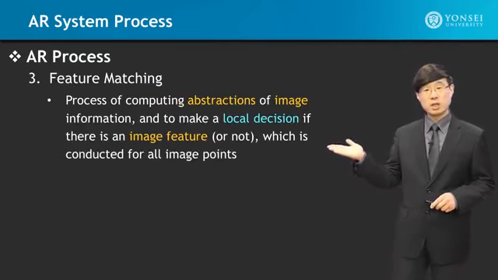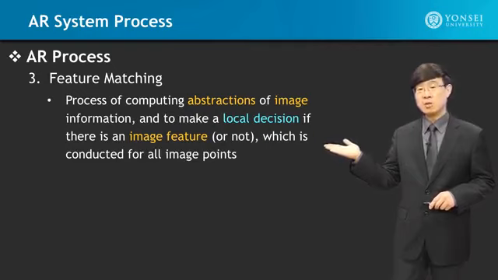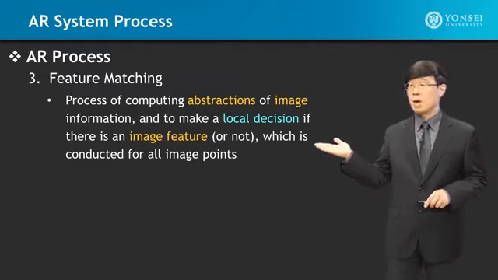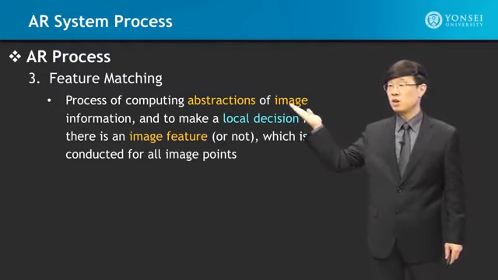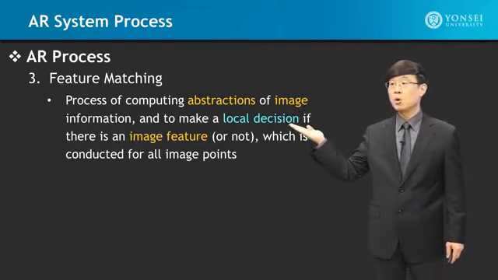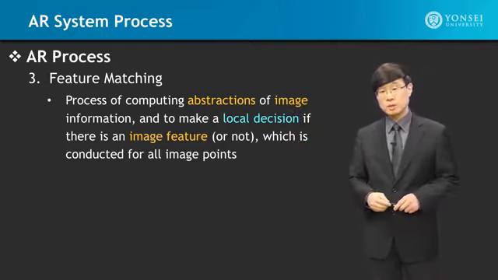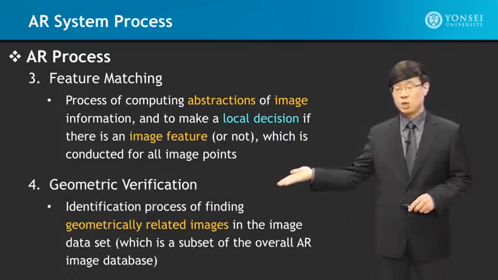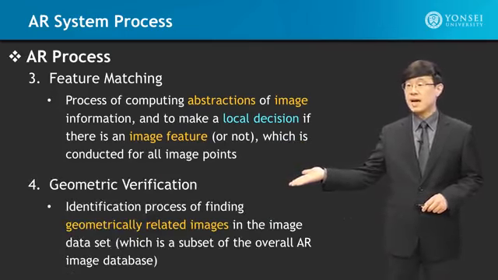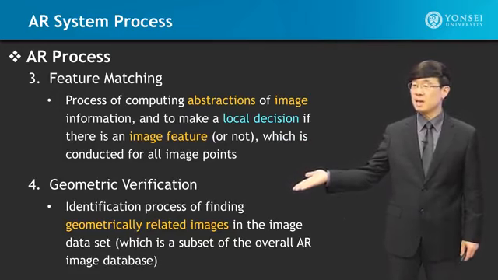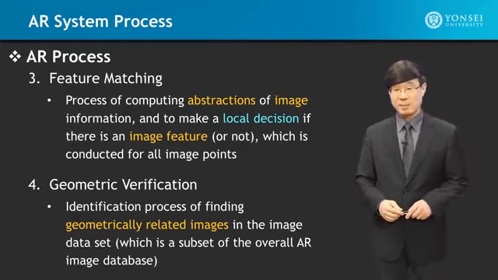Then there's feature matching, which needs the help of a database, where the other pre-recorded features and their information are all saved. So therefore, this process needs database support. It is the process of computing abstraction of image information and making local decisions on whether there is an image feature, which is conducted for all image points. Then we have geometric verification. This is the identification process of finding geometrically related images in the image dataset, which is in the database.